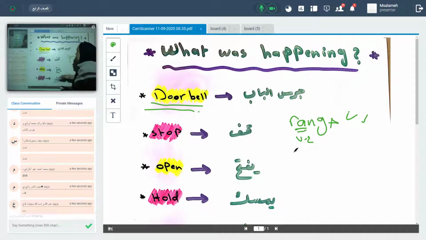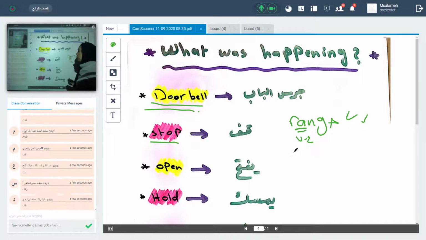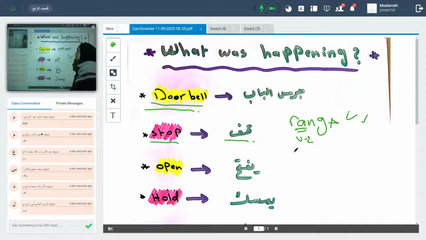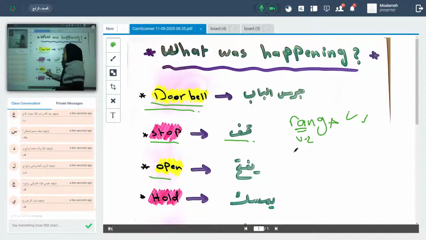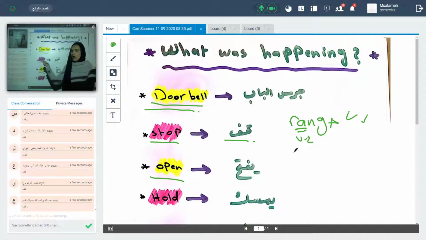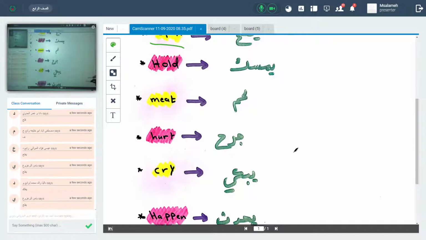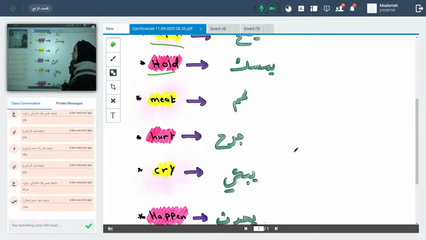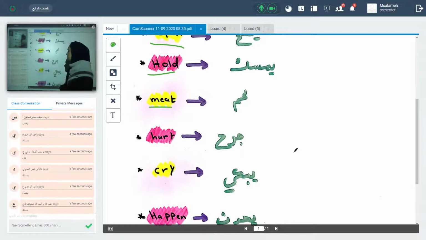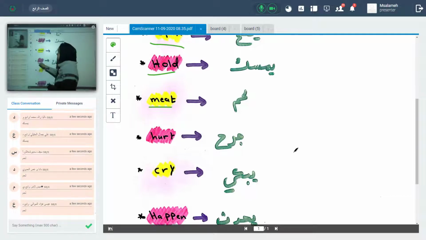Okay, stop. What's the meaning of stop? Stop. وقف or يقف. Open. What's the meaning of open? Excellent. Bravo عليك. تمام. Hold. What's the meaning of hold? Hold. Bravo عليكم. يمسك يحمل. The same meaning. Okay. Meat. What's the meaning of meat? Meat. لحم. Bravo عليكم.